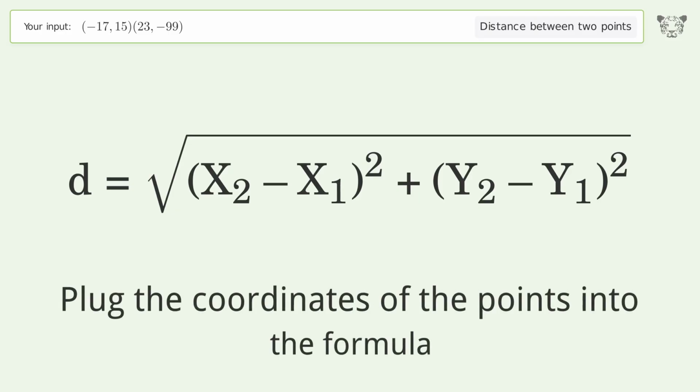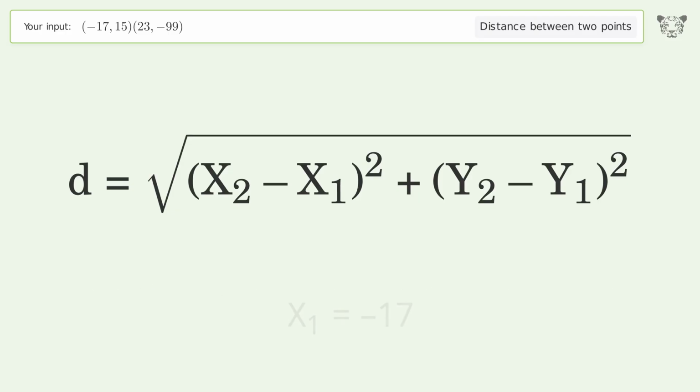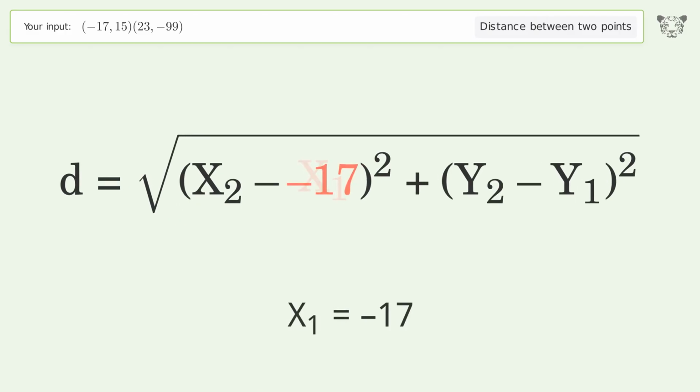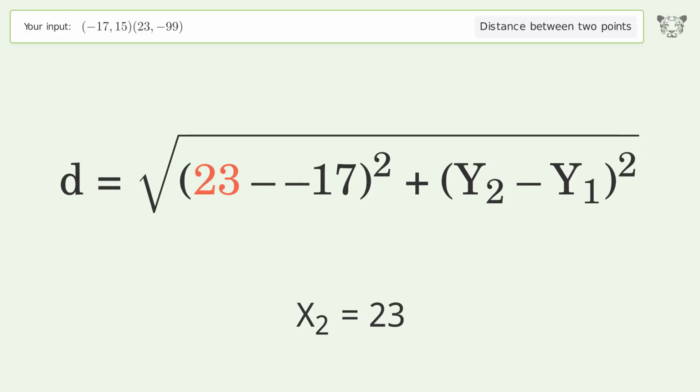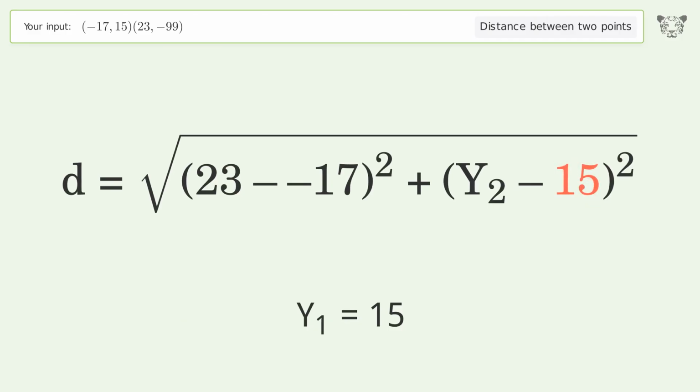Plug the coordinates of the points into the formula. x1 equals -17. x2 equals 23. y1 equals 15. y2 equals -99.